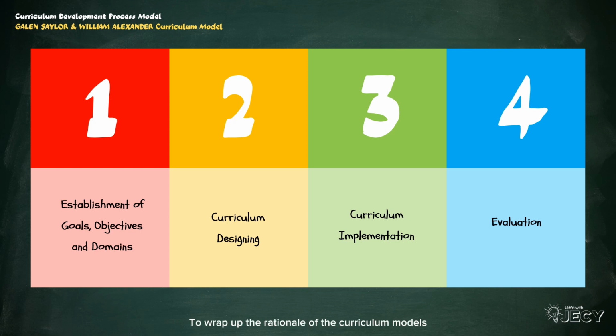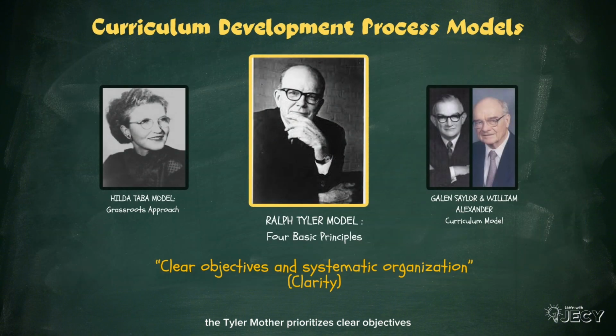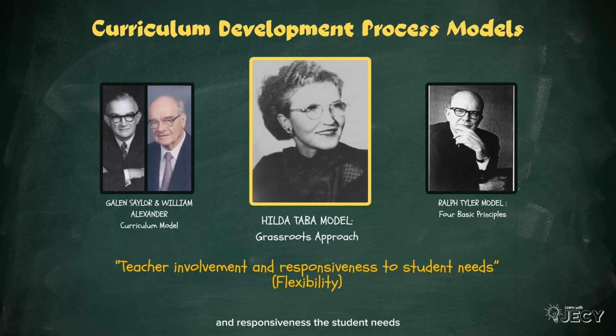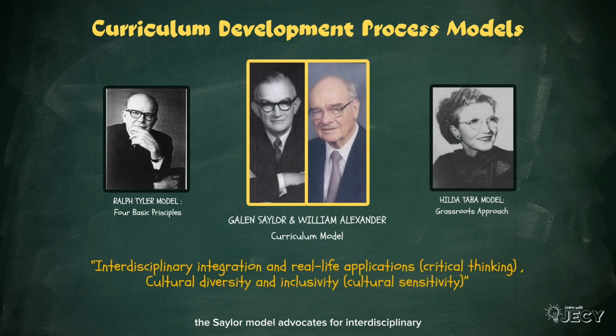To wrap up the rationale of the curriculum models we have discussed in education, the Tyler model prioritizes clear objectives and systematic organization, while the Taba model emphasizes teacher involvement and responsiveness to student needs. The Saylor model advocates for interdisciplinary integration and real-life application, fostering critical thinking. In contrast, the Alexander model highlights cultural diversity and inclusivity, aiming to cultivate cultural sensitivity.